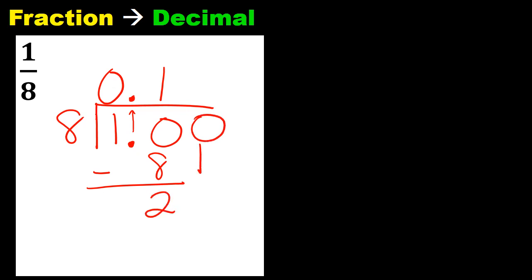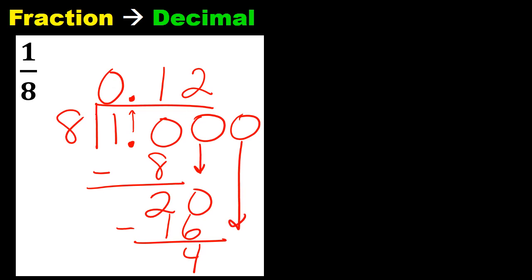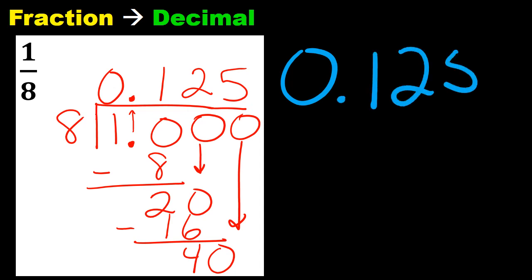I'm going to add a 0 and bring it down. So 8 goes into 20 2 times. 2 times 8 is 16. And then minus, that leaves 4. I'm going to bring a 0 down. So 8 goes into 40 5 times evenly. 8 times 5 is 40 with a remainder of 0. So you're going to keep on going until you hit a remainder of 0. And you notice that my decimal now, using long division, 1/8 is 0 and 125 thousandths.